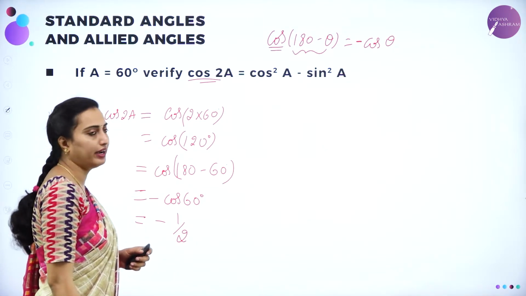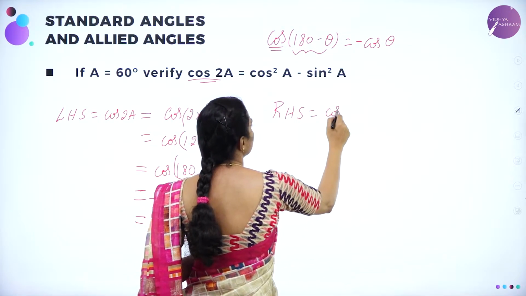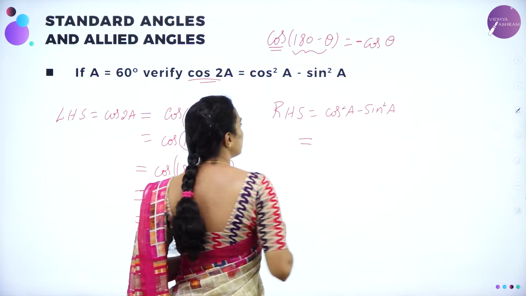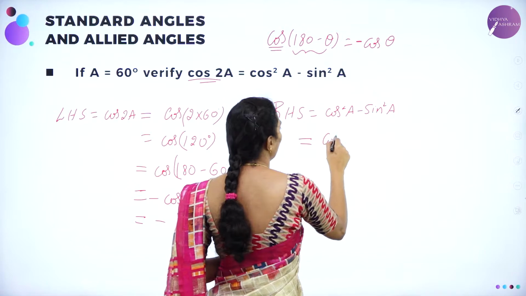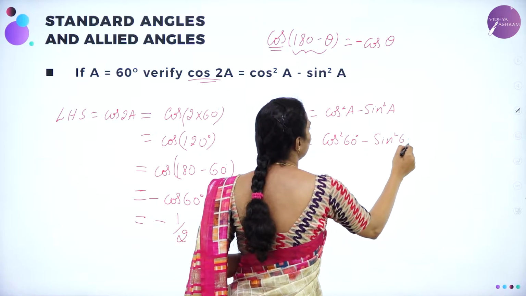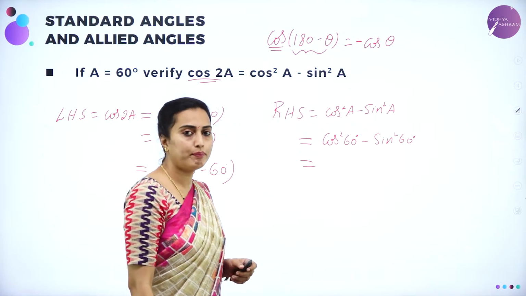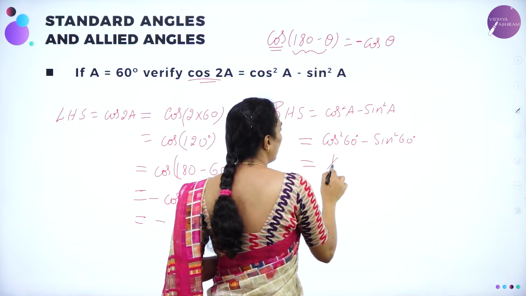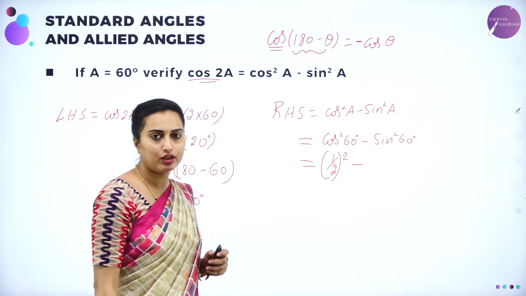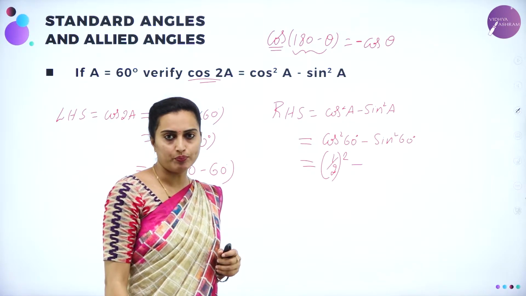Let me check the right hand side. What is the right hand side they have given? The right hand side is cos squared A minus sin squared A. Now which implies you are writing cos squared 60 degree minus sin squared 60 degree. Now you know the value of cos 60 degree is 1 by 2. So 1 by 2 whole squared, because you are having cos squared, minus sin squared 60 degree. You know sin 60 degree is nothing but you are having 1 by 2, isn't it?